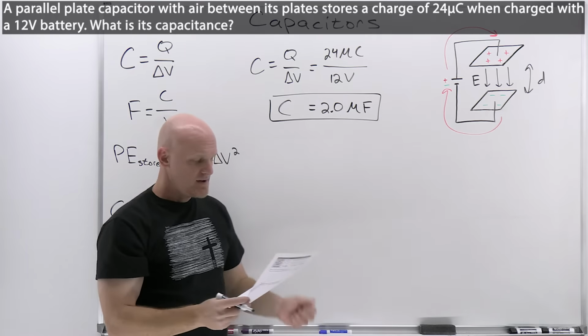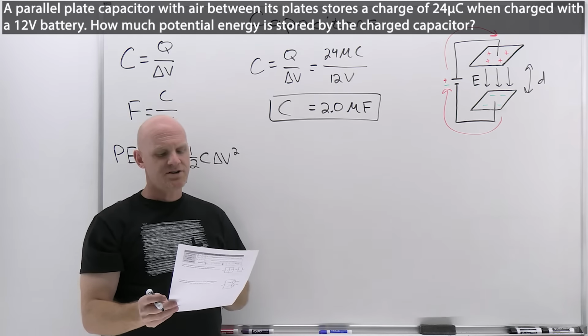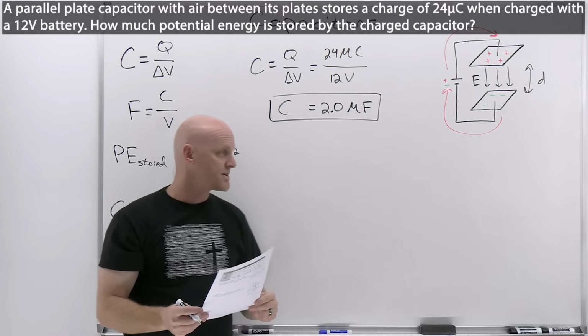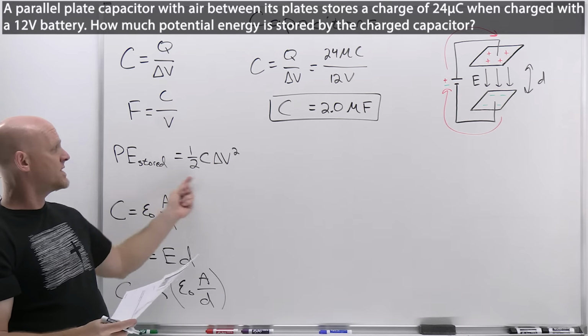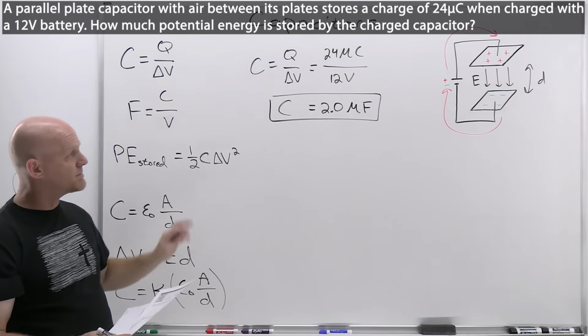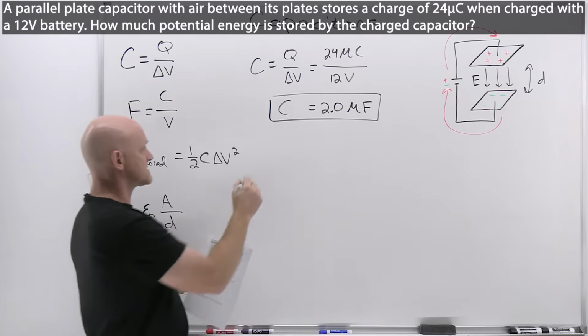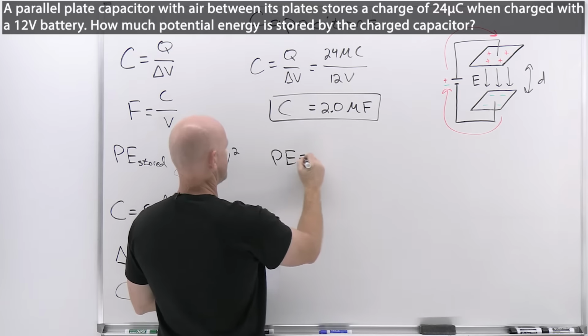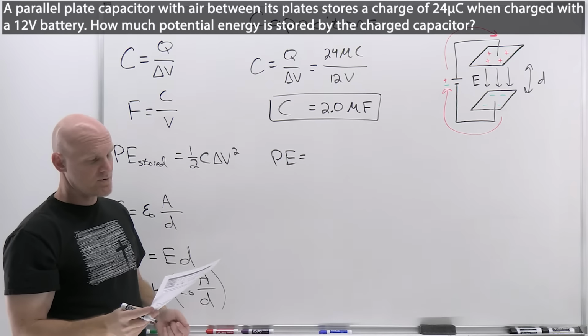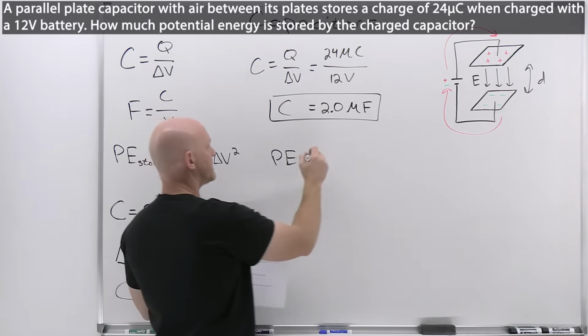That's the first question. The second part of this question says, how much potential energy is stored by this charged capacitor? In this case, I erased a couple of the formulas for potential energy stored. They're in my way, but any one of them could work here. In this case, truth be told, it looks a little easier if we use that second formula of 1/2 Q delta V.